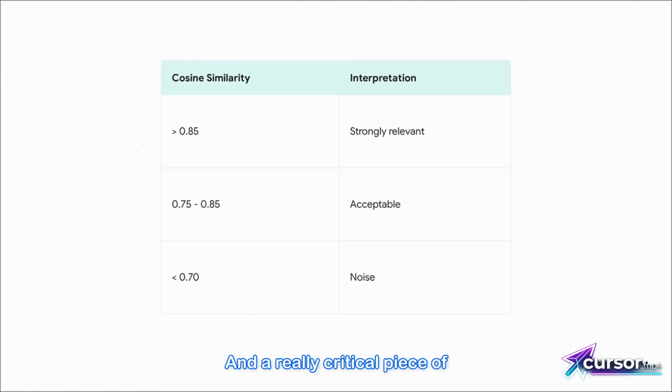And a really critical piece of that quality control is what's called threshold filtering. It sounds complicated, but it's not. The system scores how relevant each retrieved document is, usually with something called cosine similarity, which is just a mathy way of saying how close is the vibe. If the score is too low, like you see on the chart here, maybe below 0.7, the system just throws it away. Garbage in, garbage out, right? This is all about preventing noise from confusing the LLM.